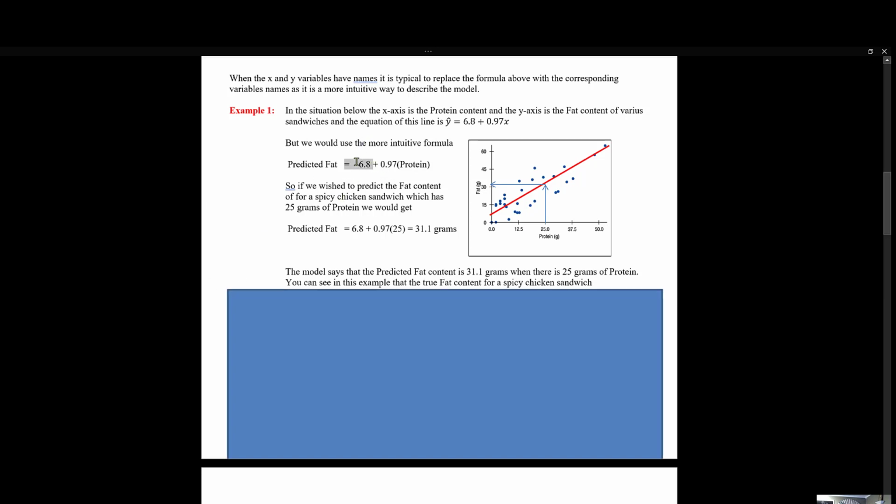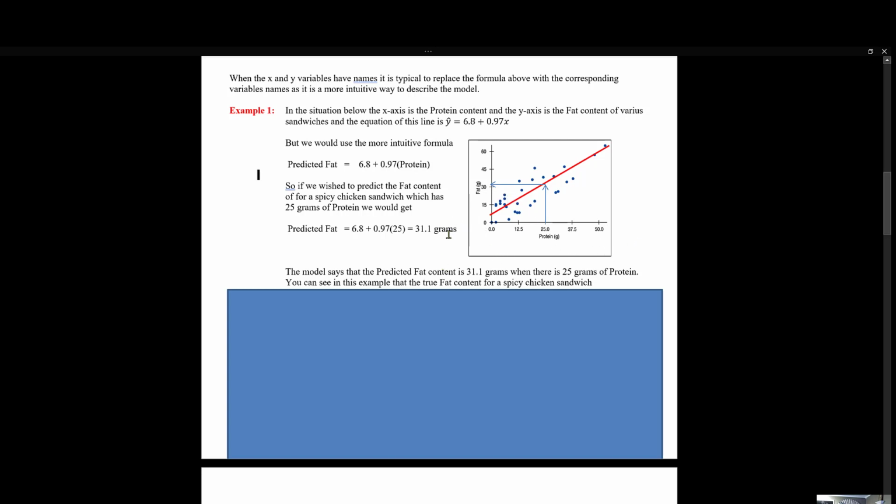Then we, instead of saying Y equals 6.8 plus 0.97x, we say, instead of the Y, the predicted fat level, and instead of the X, the protein. So you don't normally write equations down in the algebraic way, Y equals 2 plus 5x. You write it down as predicted, whatever the Y is equal to 6 plus 2 times whatever the X variable is representing. So if you have a formula like that, then you can use it to make predictions.